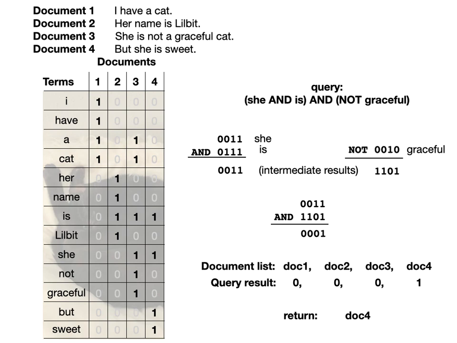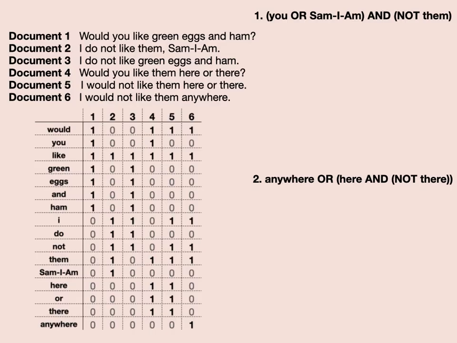We'll do this again on the Seuss documents. So I want you or Sam I am, and not them. I don't want any documents that contain the word them, but I'm okay with documents that contain the word you or Sam I am. So you, that's 100100. Sam I am is just in that second document, so we'll combine these with an or, right? That expands our list of viable answers.